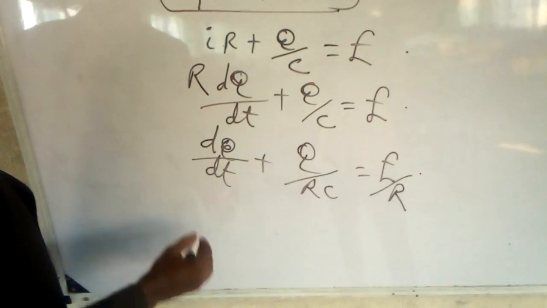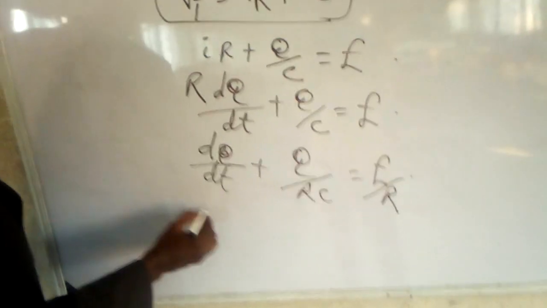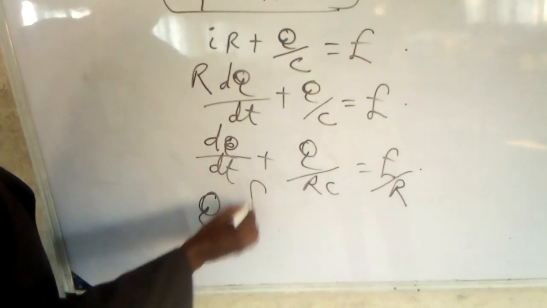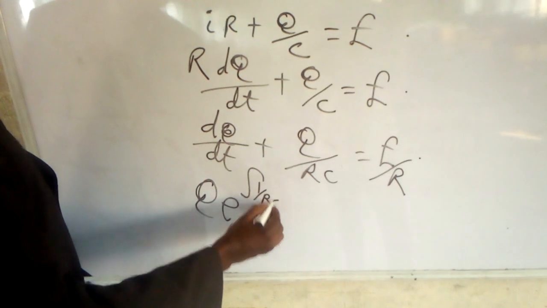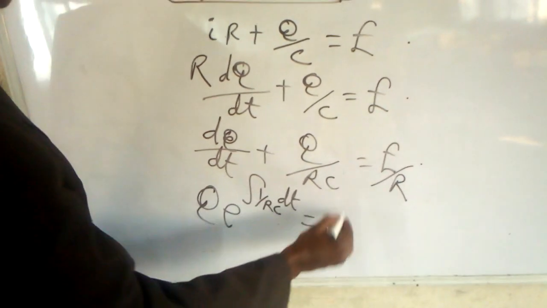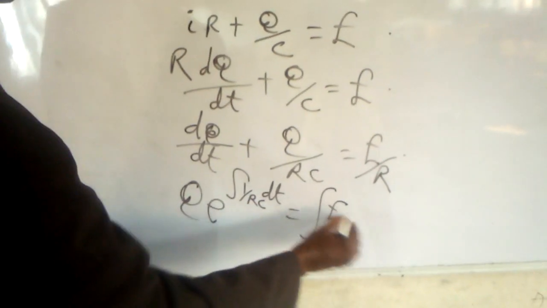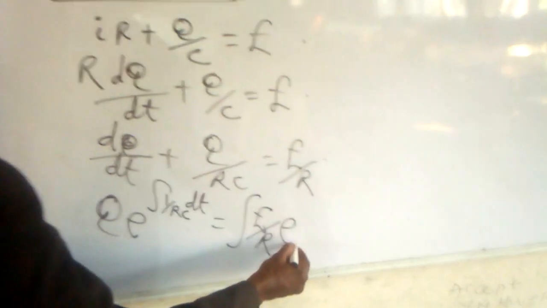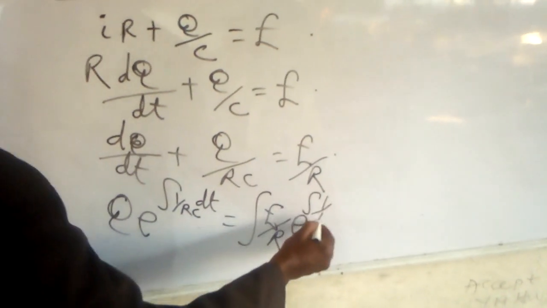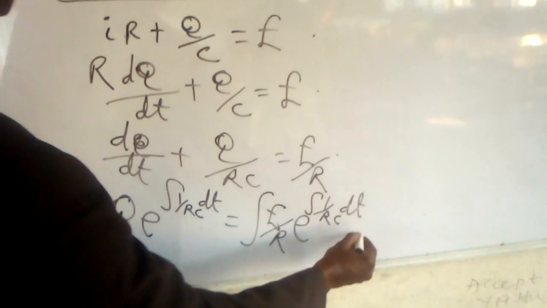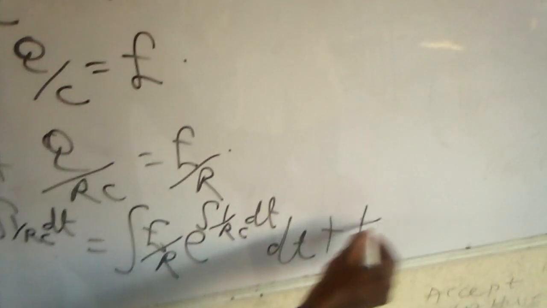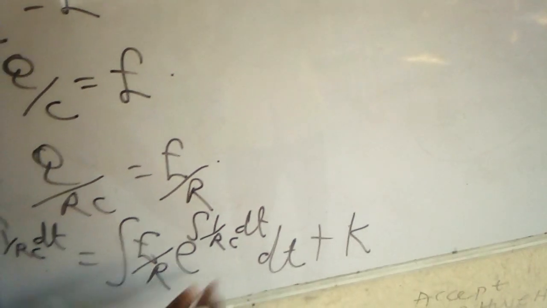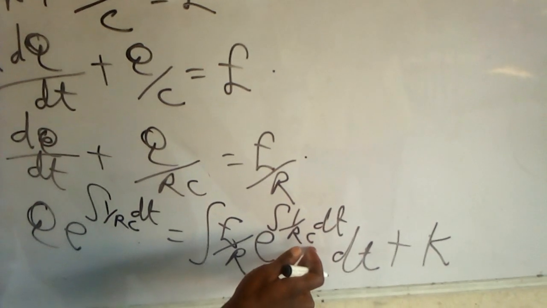And that gives us Q exponential integral reciprocal RC dt is equal to integral E over R exponential integral reciprocal RC dt plus arbitrary constant K. We are going to use K so as to avoid analogy and unnecessary comparison with the capacitance of the capacitor, since it's an application problem.